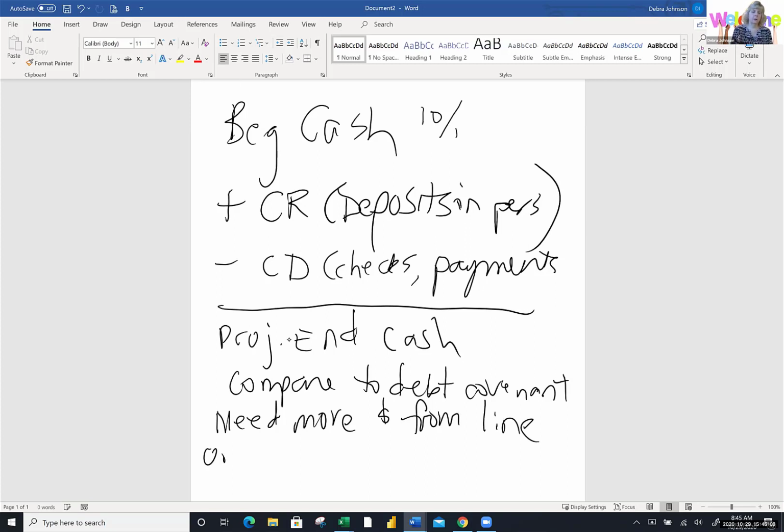or you may have, which is what I try to do when I have extra money. In other words, if this number is above my debt covenant, you may make a payoff against the line, or not a payoff, but a payment against the line. And that will get you down to your ending cash, right?